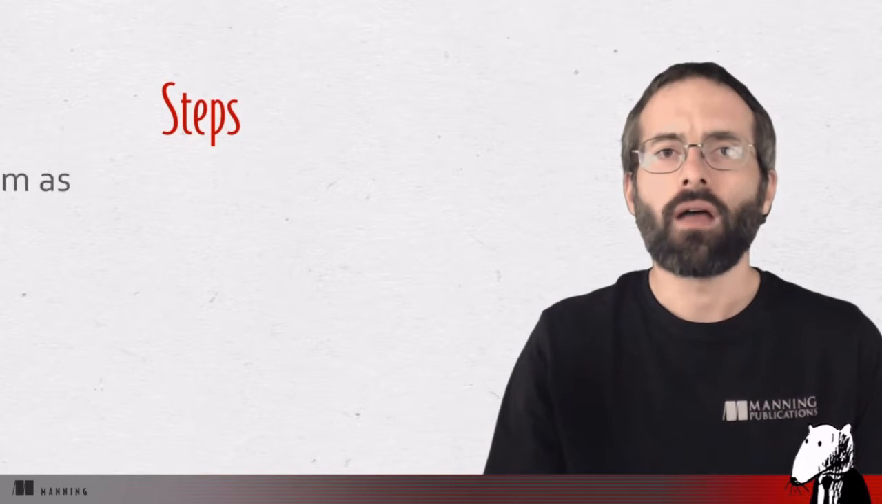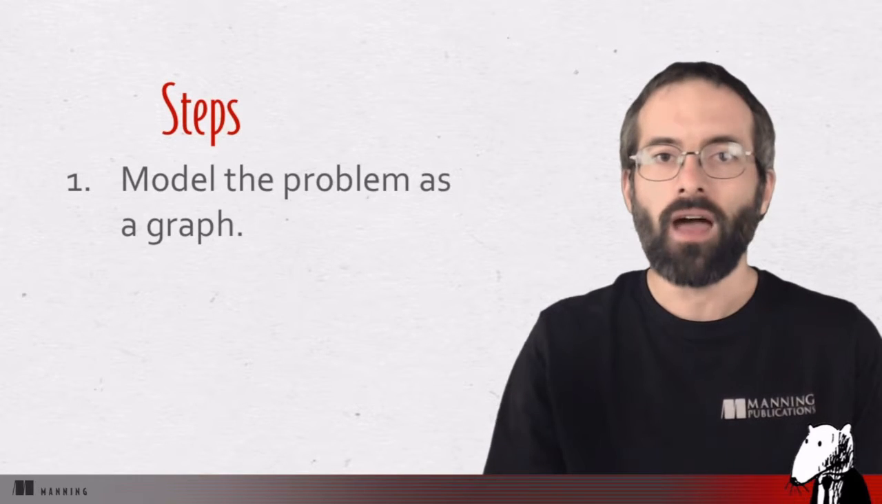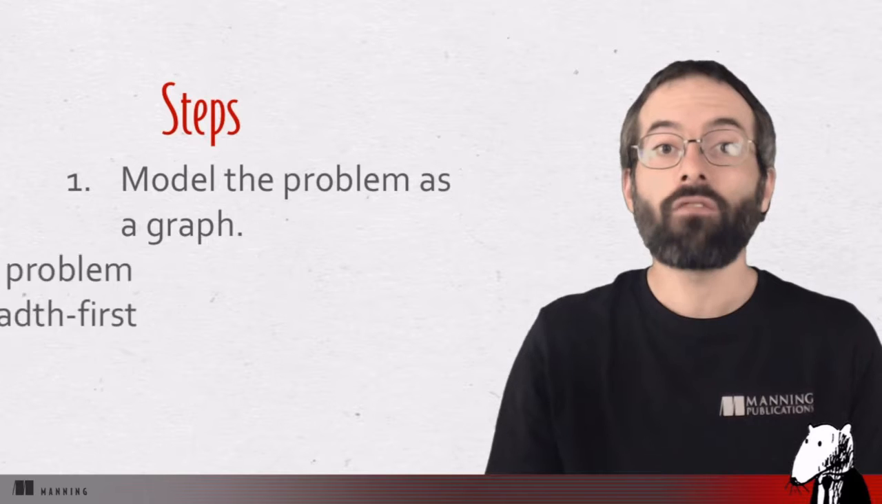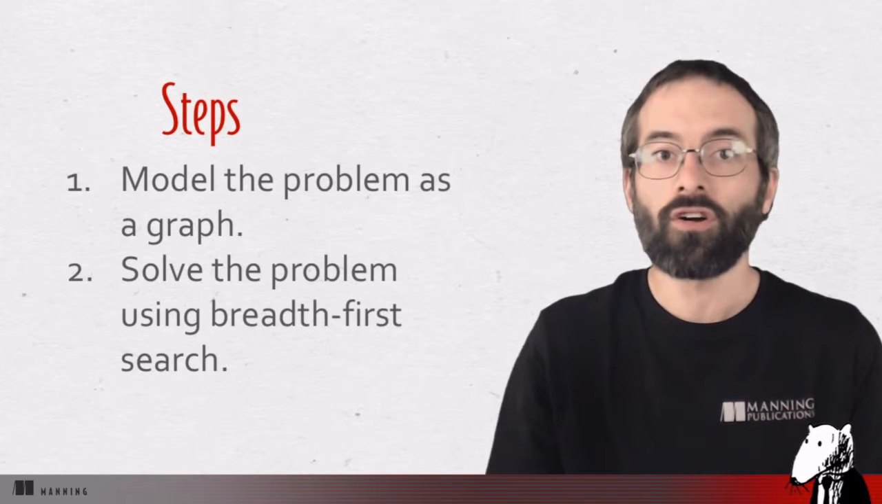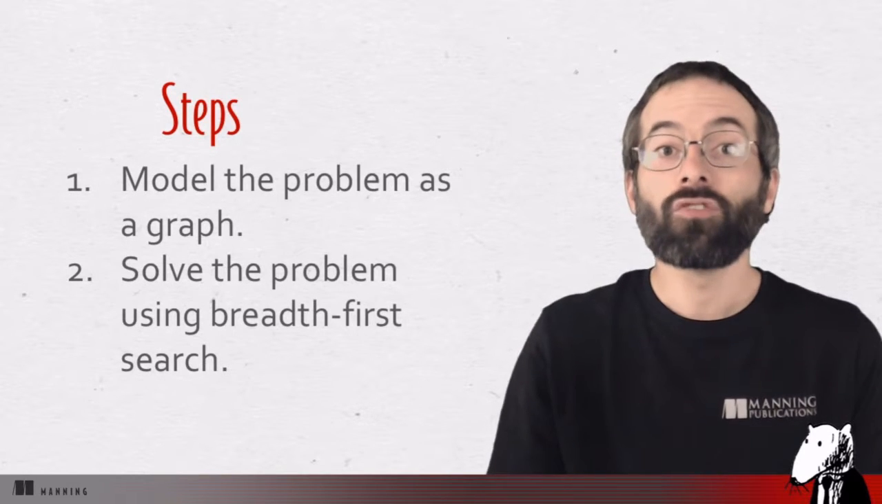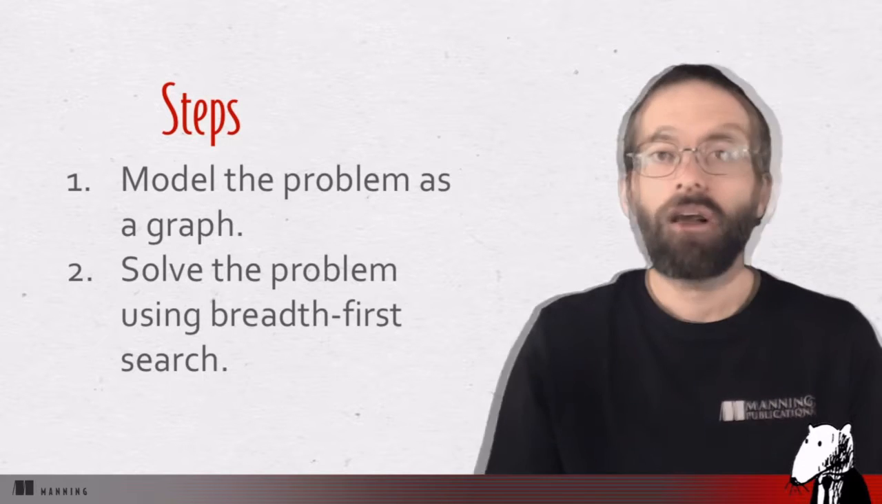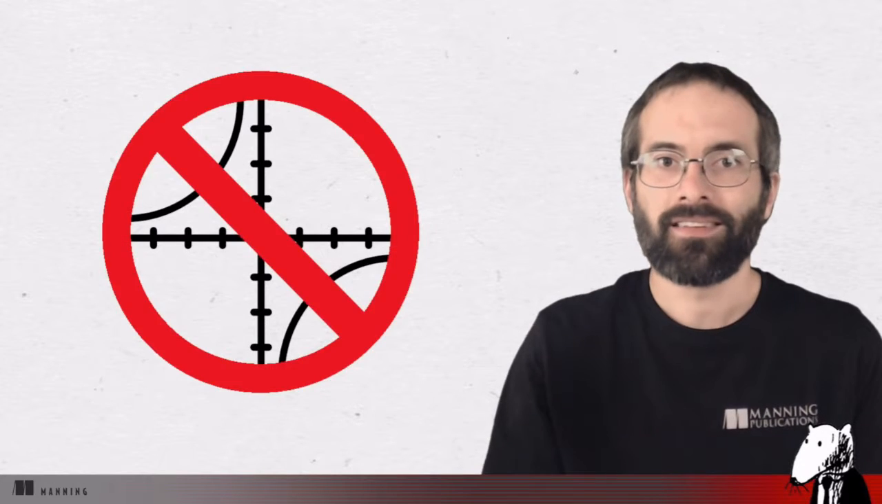To figure out how to get from Twin Peaks to the Golden Gate Bridge, there are 2 steps. 1. Model the problem as a graph. 2. Solve the problem using Breadth-first search. This module introduces graphs. First, I'll talk about what graphs are, and I'm not talking about the ones with an x or y axis. Then I'll show you the first graph algorithm called Breadth-first search, or BFS.